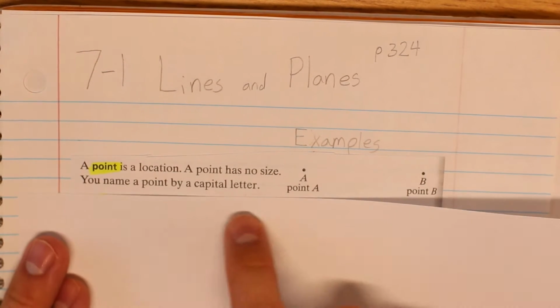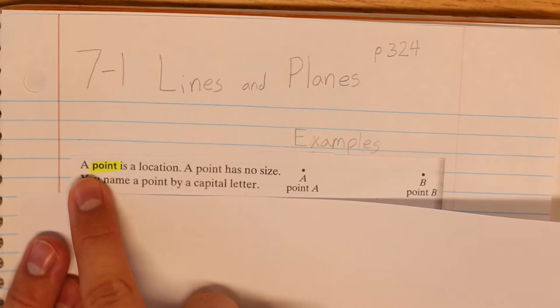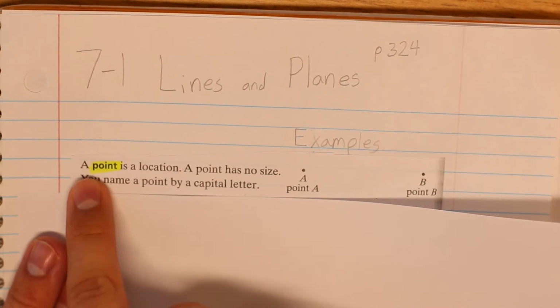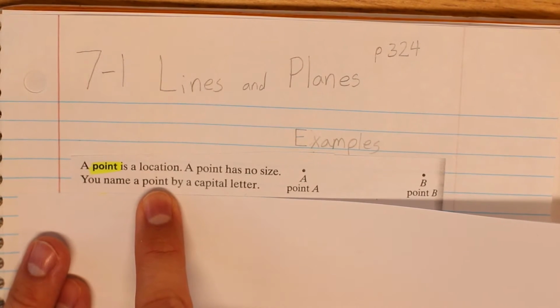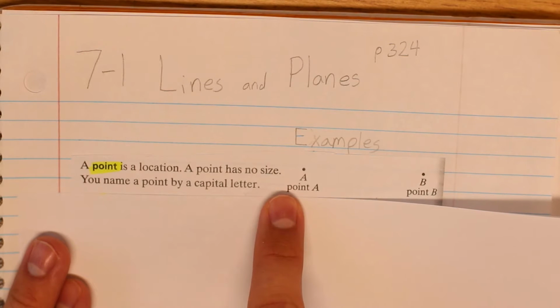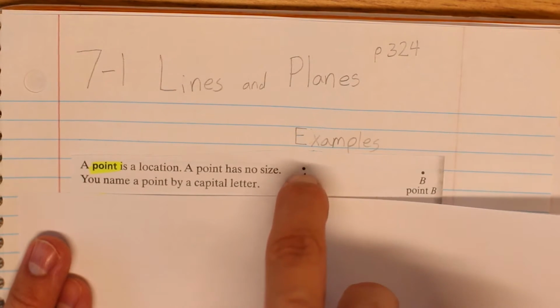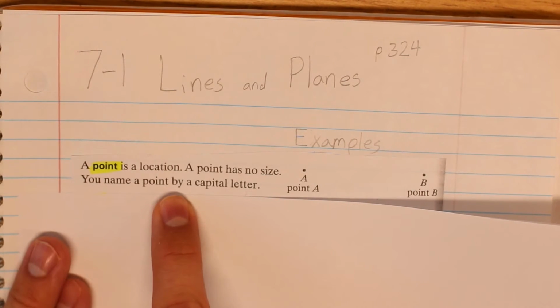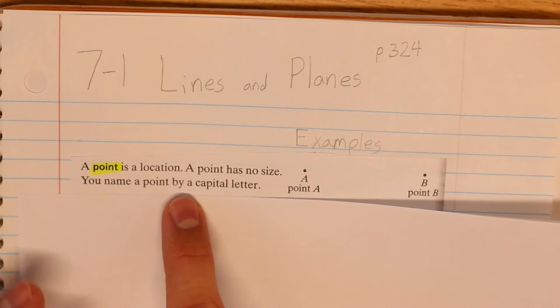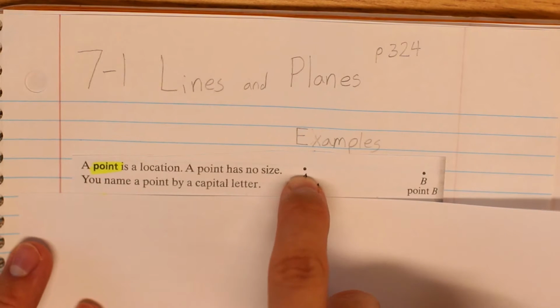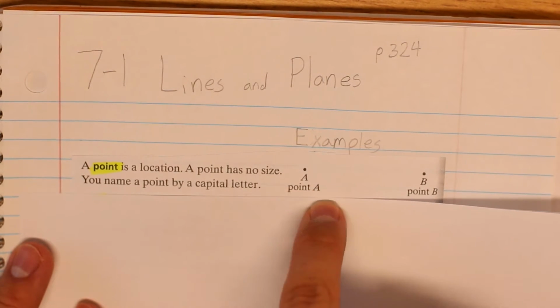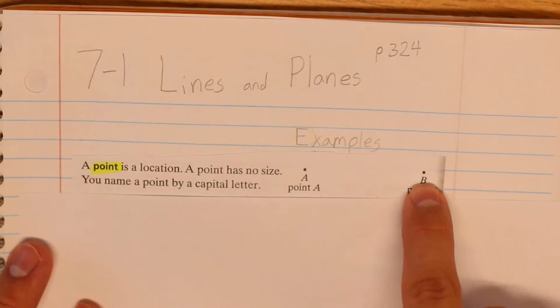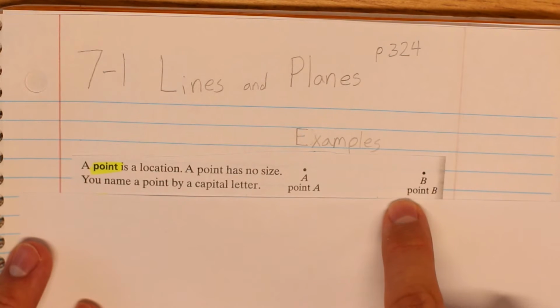All right, so here you have the definition, and we're defining the word point. A point is a location. A point has no size. It technically has no size. Even though you could measure that, a true point doesn't have a size. You name a point by a capital letter. So here we have a point, a little dot. It's point A, and you name it as point A. This is another point. It's got a B underneath it. That's how you label it. And you name it point B.